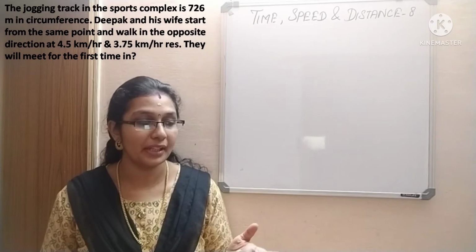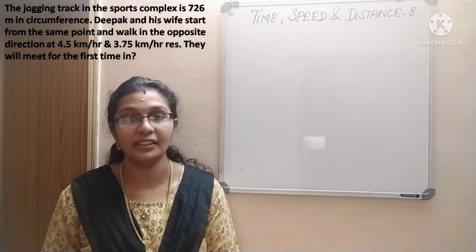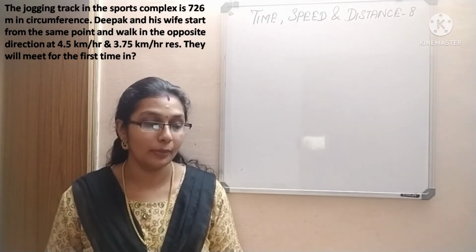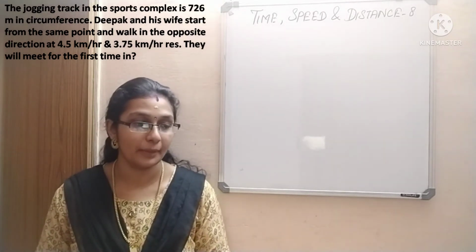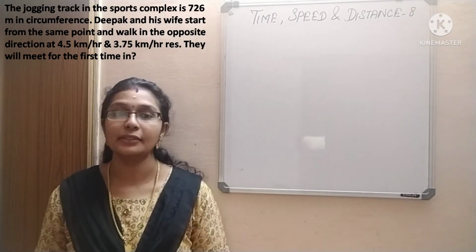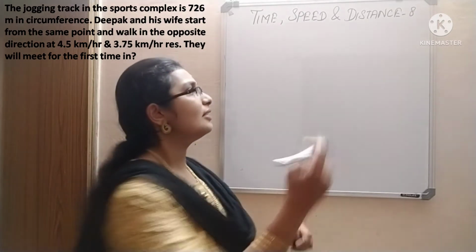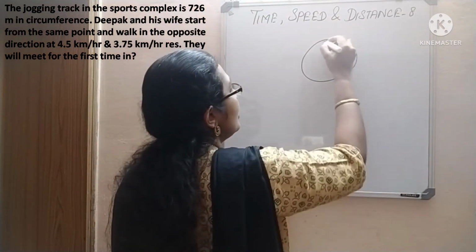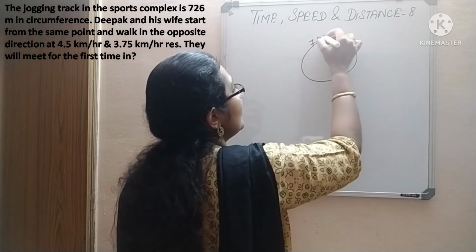Deepak and his wife start from the same point and walk in the opposite direction at 4.5 km per hour and 3.75 km per hour respectively. They meet for the first time in... So they are asking us to find the meeting time. Here it is a circular path, that is the difference. Its circumference is 726 meters.